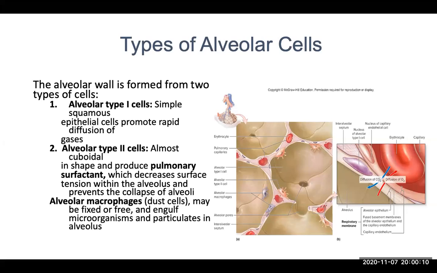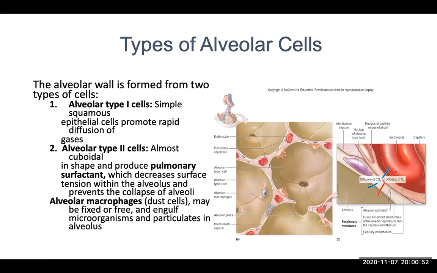So in fetal distress syndrome, in babies who are born prematurely, their alveolar type 2 cells are not fully functional in producing enough surfactant. So babies die because the alveoli in their lungs collapse on themselves, so they aren't able to bring in the air and the oxygen that the baby needs. But in that situation, in premature infants, they're given some other type of surfactant to help keep their alveoli from collapsing. Alveolar macrophages, or dust cells, may be fixed or free and engulf microorganisms and particulates in the alveolus.